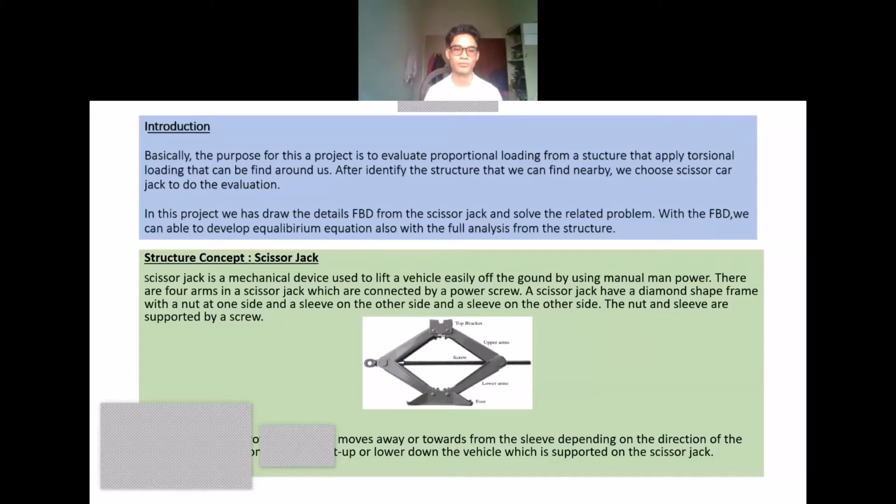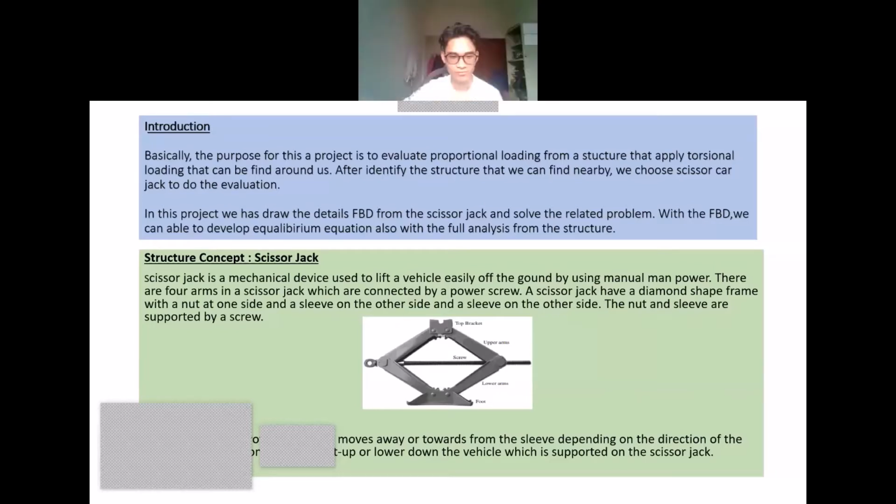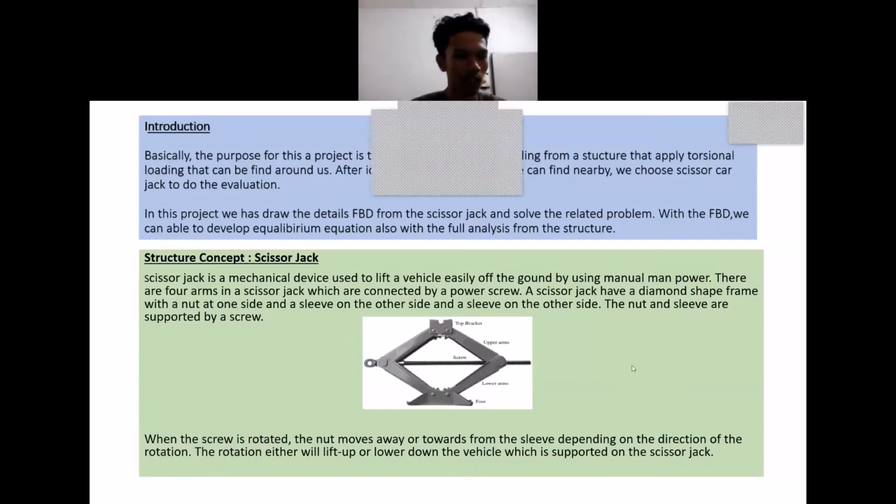Okay, Assalamualaikum and hi, I am Mazlan. I hope you are in a good condition. So I will explain about the structure concept of the scissor jack. A scissor jack is a mechanical device used to lift a vehicle easily off the ground by using manual manpower. There are four arms in a scissor jack, which are connected by a power screw.